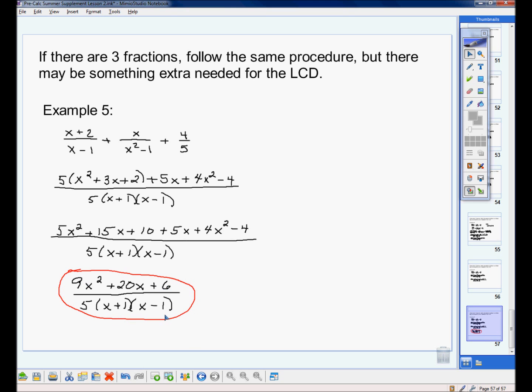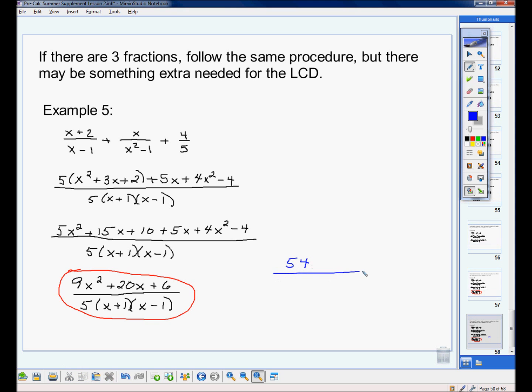The reason that it's the actual answer is there's nothing that you can do to factor this. If we wanted to check to see if you can factor it, we could do 9 times 6, 54, and see if there was any way that we could find a pair that you could add that would give you a 20. We'd check 1 and 54, and that doesn't do it. We'd check 2 and 27, and that doesn't do it. That would give you 29.